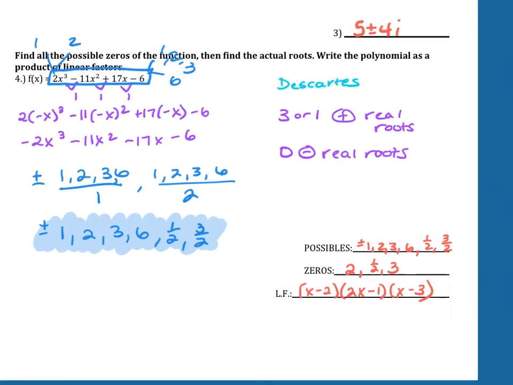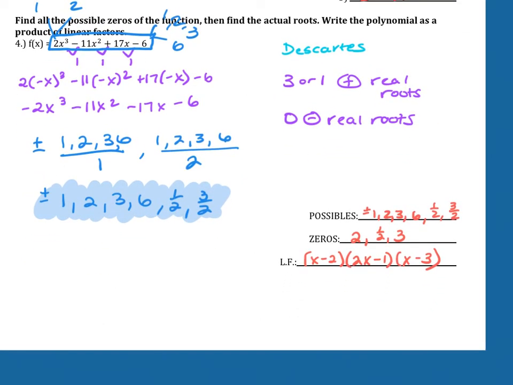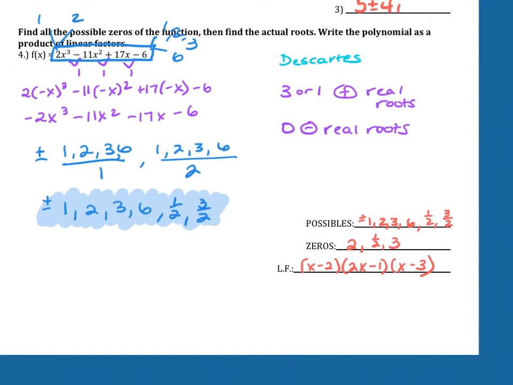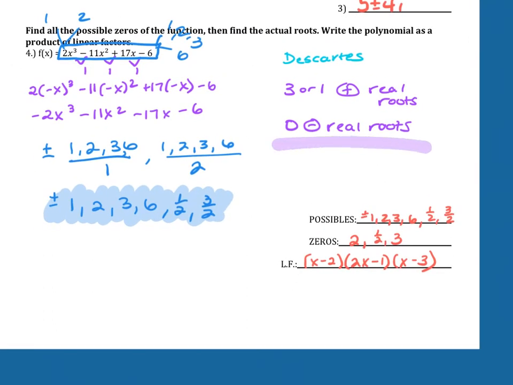So now I'm not going to try any of my negative roots. I'm going to try my positive roots because I know that there's no negative real roots. So I'm going to start with 1. I'm going to put 1 on the outside. 2, negative 11, 17, negative 6. Bring down the 2. Negative 9, negative 9, 8, 8.